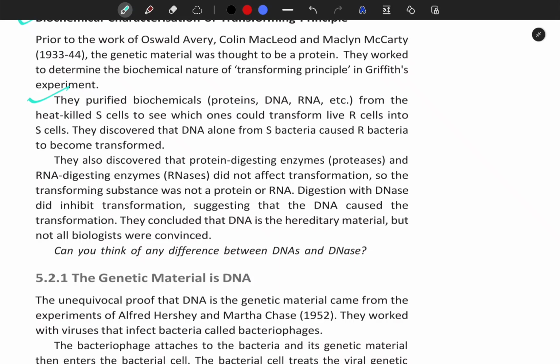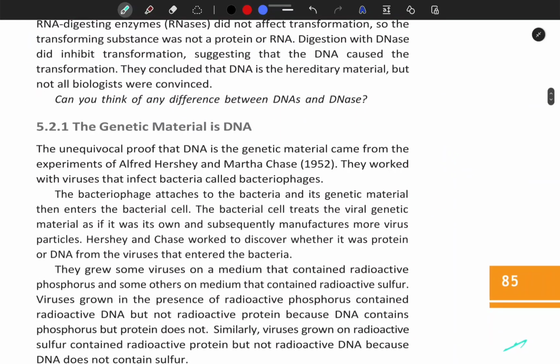They discovered that DNA alone from S bacteria caused R bacteria to become transformed. They also discovered that protein-digesting enzymes, that is proteases, and RNA-digesting enzymes, that is RNases, did not affect the transformation. So the transforming substance was not a protein or RNA. Digestion with DNase did inhibit transformation, suggesting that the DNA caused the transformation. They concluded that DNA is the hereditary material, but not all biologists were convinced. Can you think of any difference between DNase and RNase?